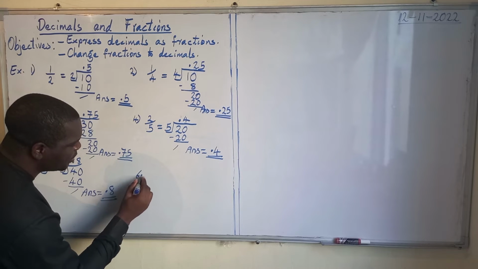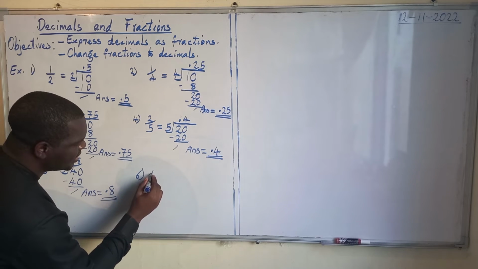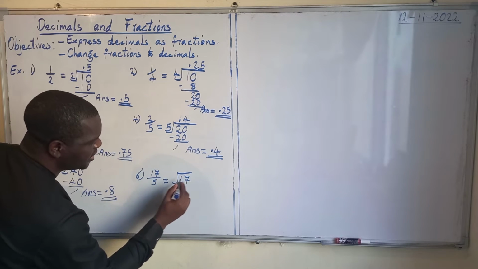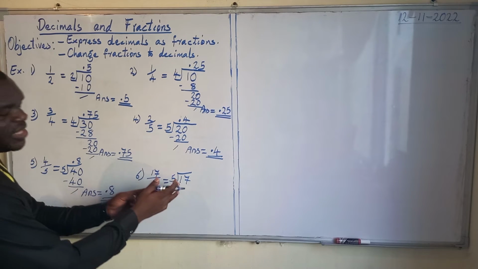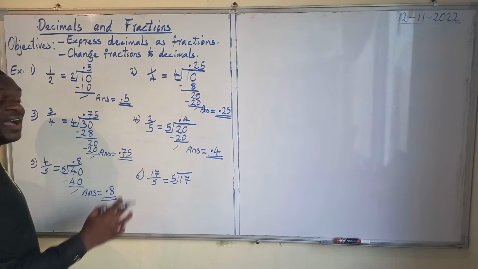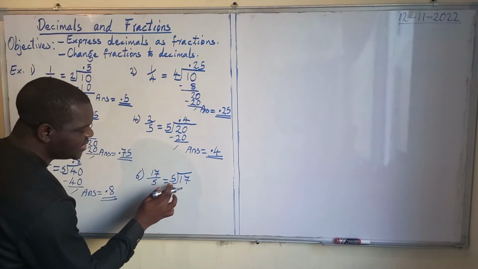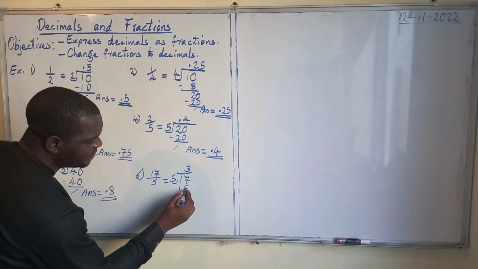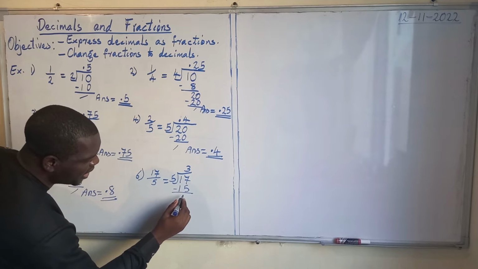The last example under this, number 6, is 17 divided by 5. 17 in here and 5 out here. Here we don't start with affixing 0 because 17 is more and can divide 5 conveniently. So 17 divided by 5 is going to go 3 times, and 3 times 5 is 15. If you find the difference here, you have 2.